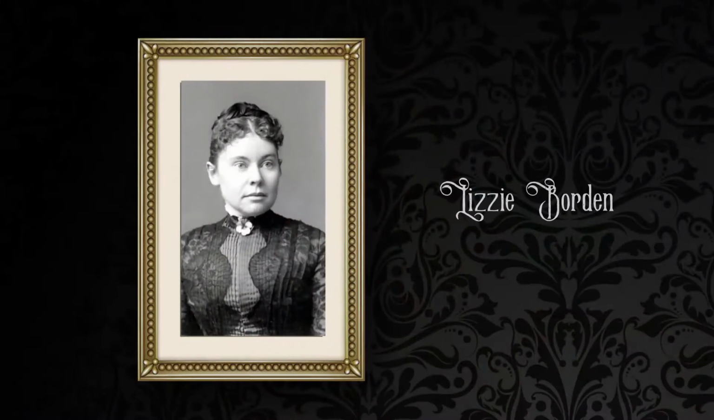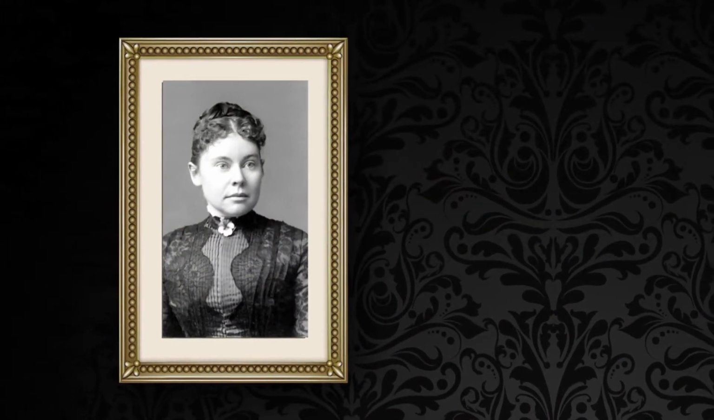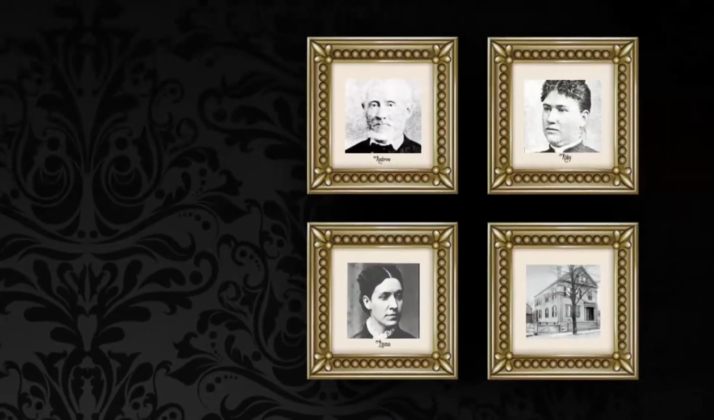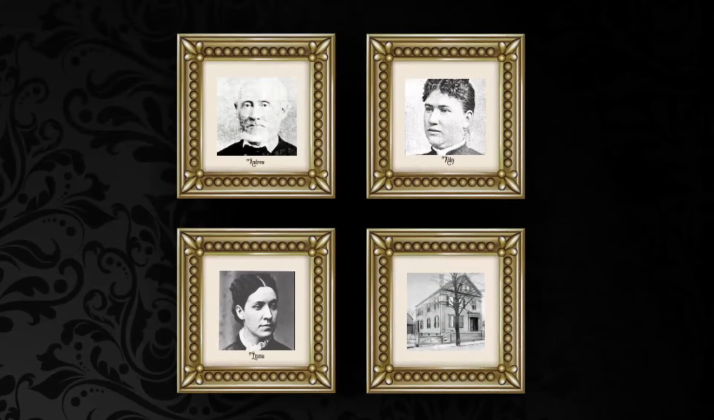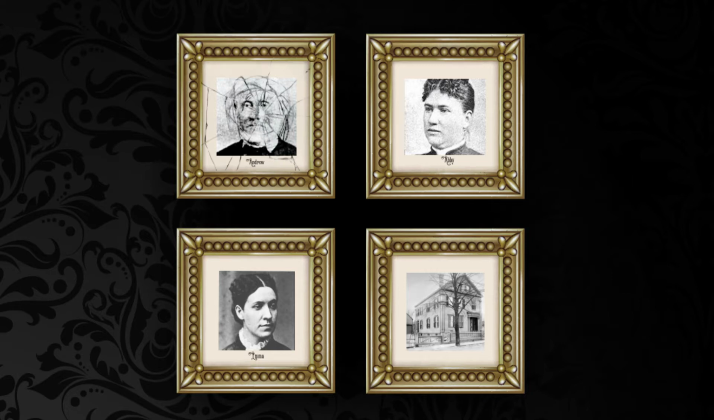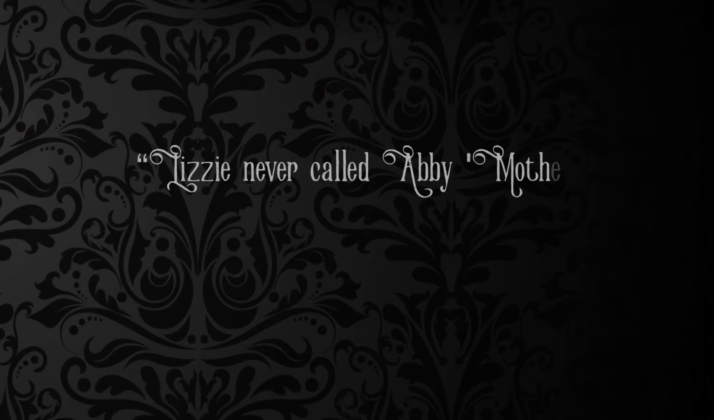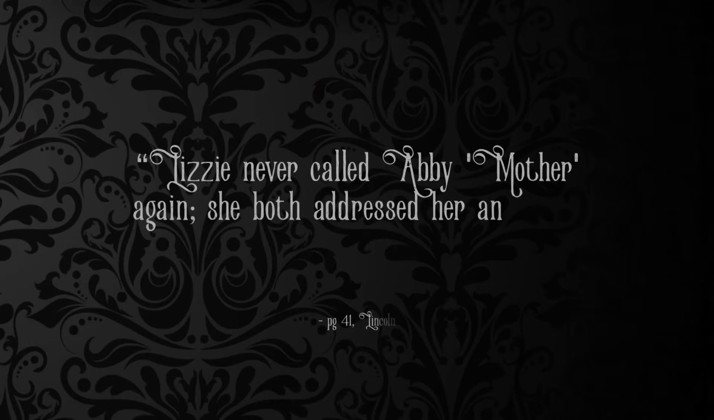So let's start with a quick introduction. Lizzie Borden was born in 1860 and lived in Fall River, Massachusetts, America, with her father Andrew, stepmother Abby, and older sister Emma. Although they were a well-off family, Andrew was notoriously miserly, and 5 years before the 1892 murders there was a family argument between him and his daughters over a rental property he'd put in Abby's name. After this, Lizzie never called Abby mother again. She both addressed her and spoke of her as Mrs.